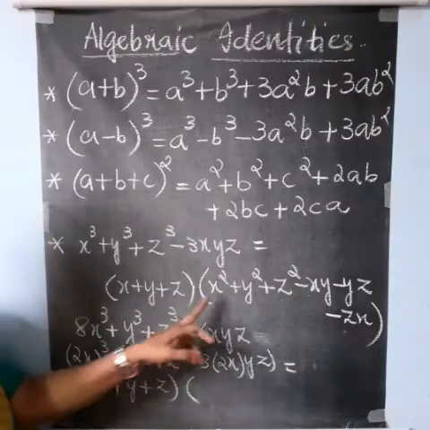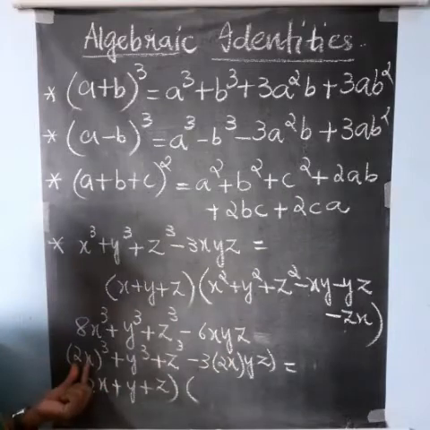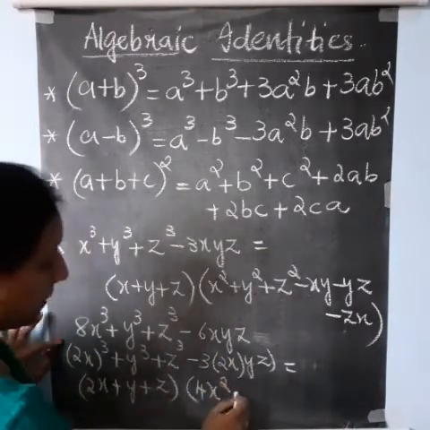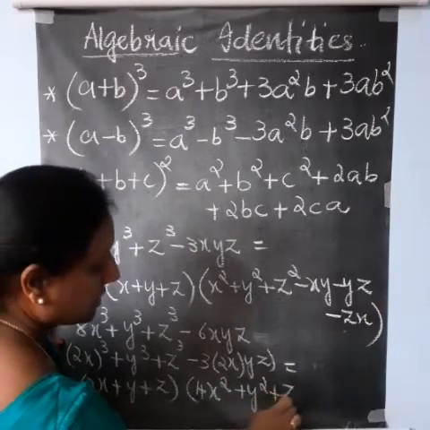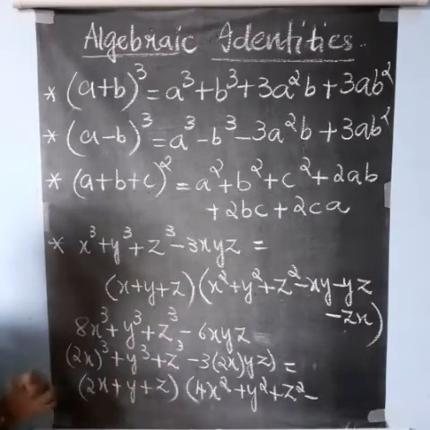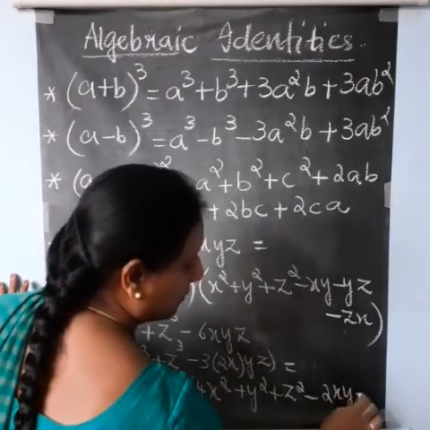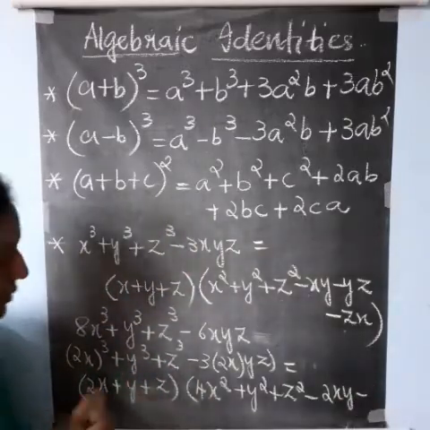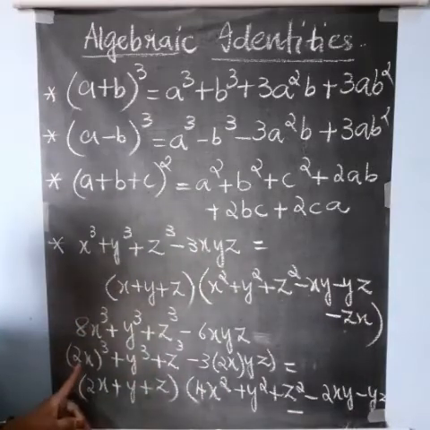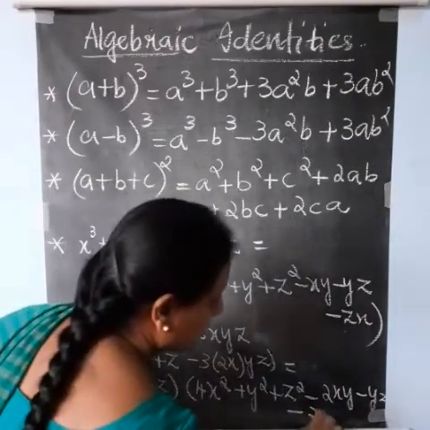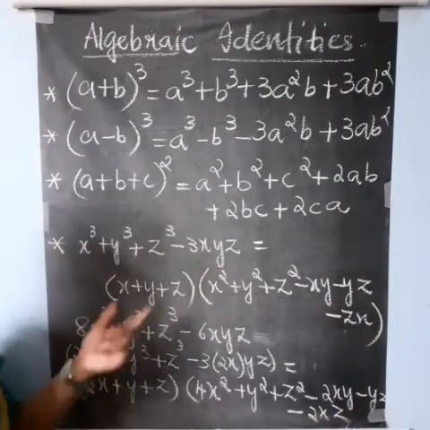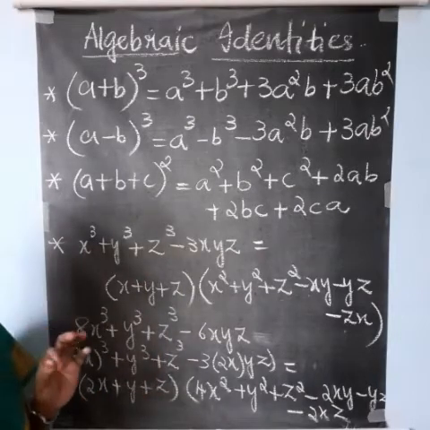Into. Now here I will have x squared. That means (2x) the whole square, and what is that? 4x squared plus y squared plus z squared minus x into y. X into y is 2x into y is 2xy, minus y into z will be yz, minus z into x will be 2xz. So this identity is the last identity where we use to expand these kind of terms. Are we okay with this?